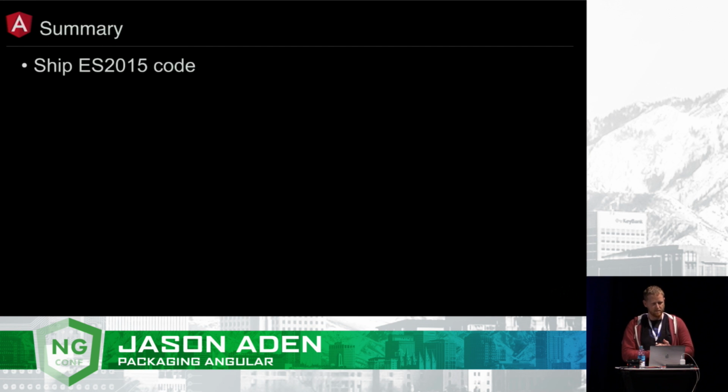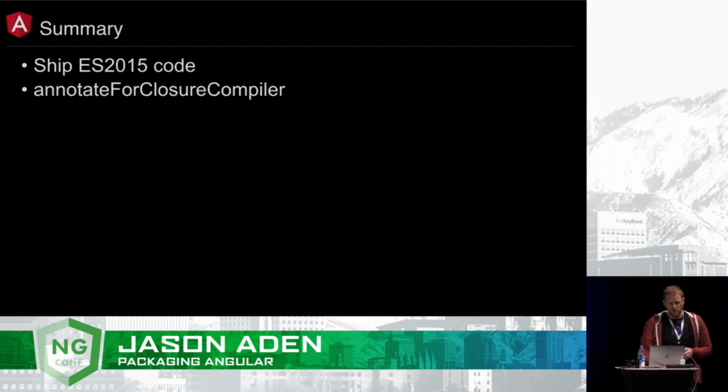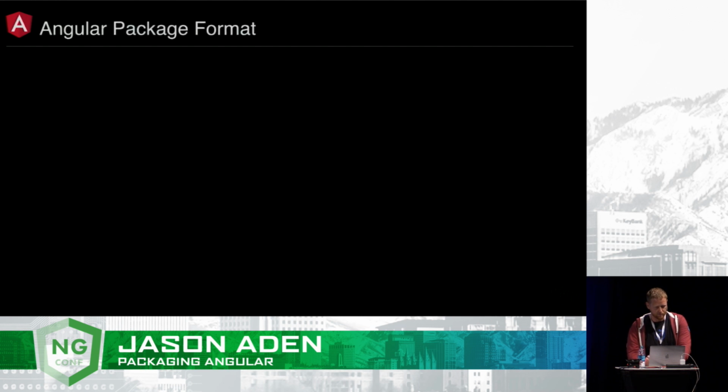So, a quick summary on that. We want to ship ES2015 code, and also ship ES5 code. If for legacy reasons you need to ship UMD bundles, that's okay. You would add it to the main key of your package.json, but we're trying to get away from that on the Angular team. It's not really necessary for most of the modern tools. Go ahead and enable annotate for Closure compiler. This will help people to be able to do the best optimizations possible.